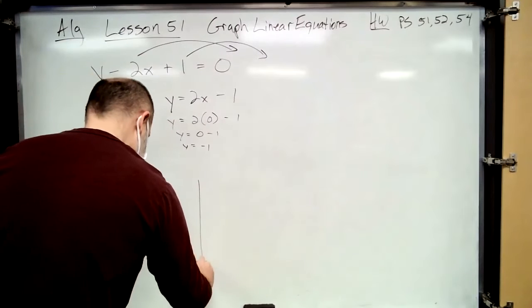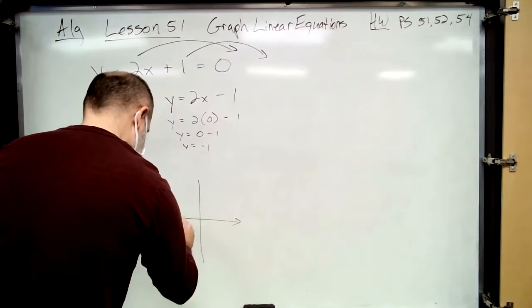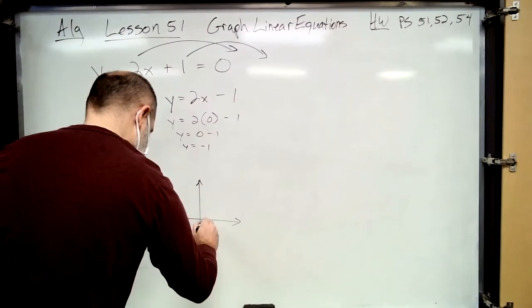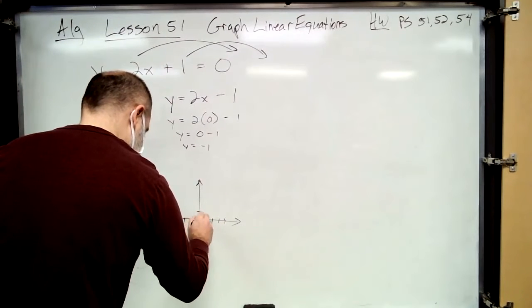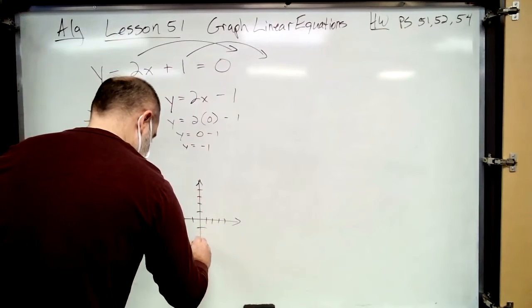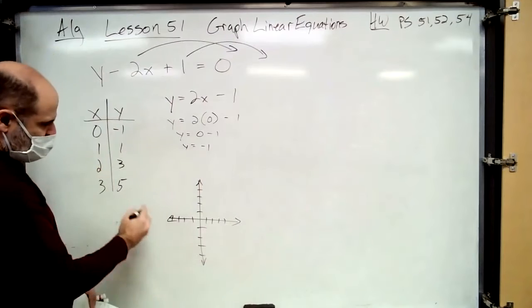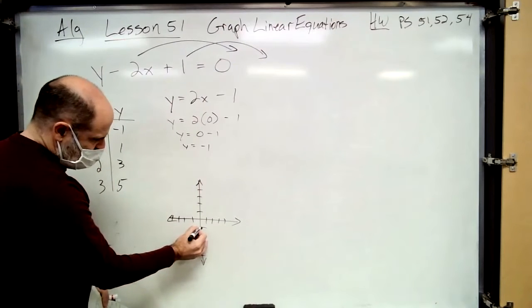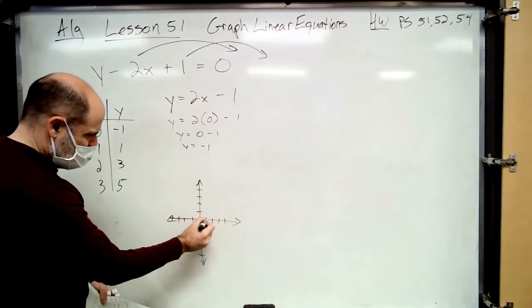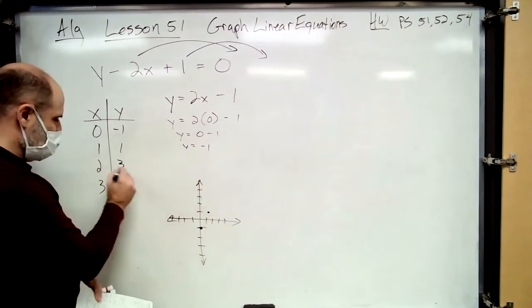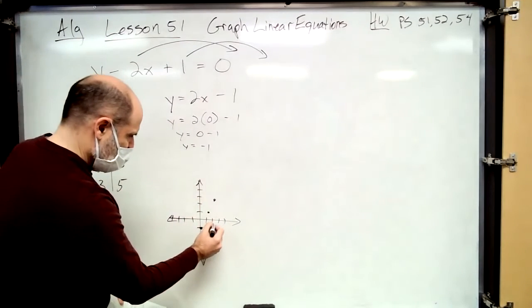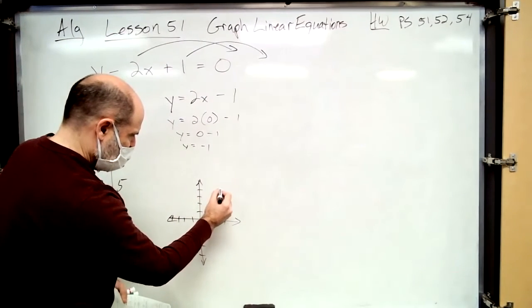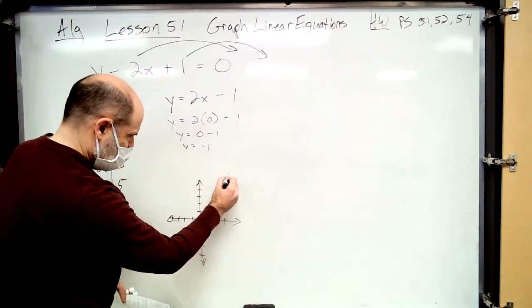Okay. So now these are ordered pairs, right? Guess what kind of shape this is going to make? A perfect straight line. Not perfect because this is not a perfect graph, just a sketch here. But let's see what happens. 0, -1 is right there, right? 1, 1 is over 1 up 1. 2, 3 over 2 up 3. 3, 5 over 3 up 5. Right there. Look at that.